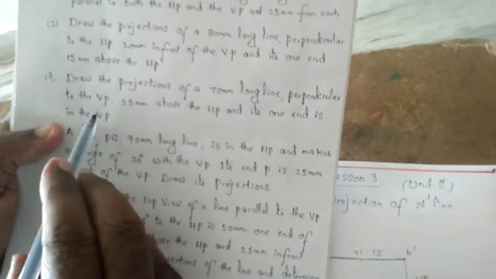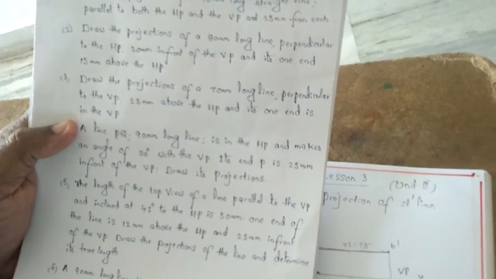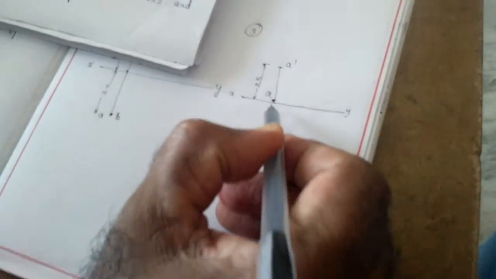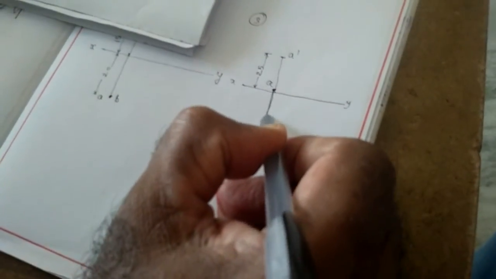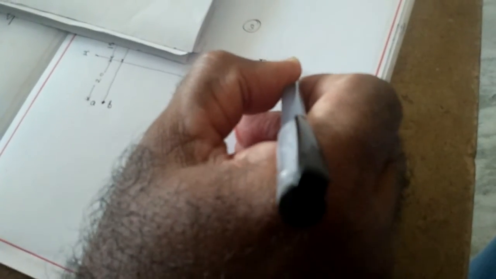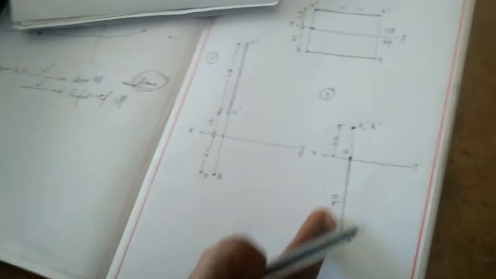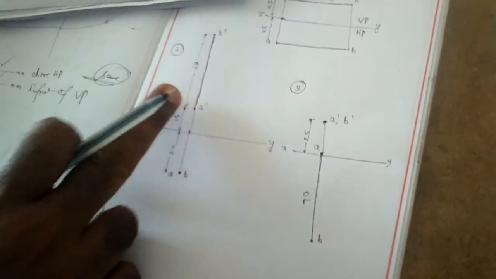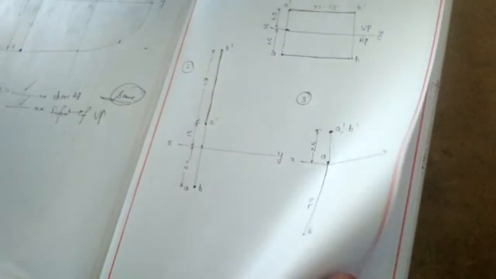But the line is perpendicular to VP, length is 70. That's why top view is 70. Already A is there, so draw a vertical from A, and this is 70. So top view is vertical, this length is 70, but front view is a point. This is nothing but A dash and B dash. See, compare these two problems. In the second problem, front view is vertical, but here top view is vertical. Once front view is vertical, top view is a point. Once top view is vertical, front view is a point. In this way you do the second and third problems, both are similar.